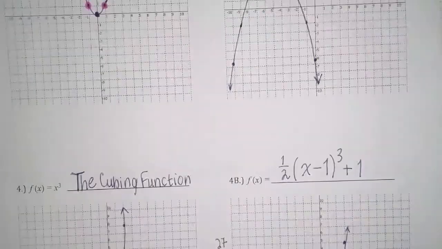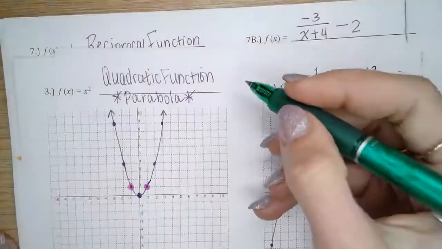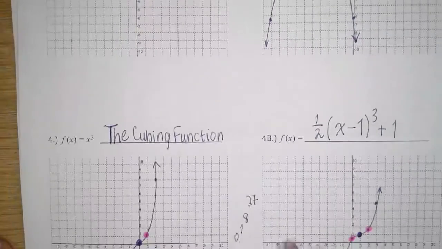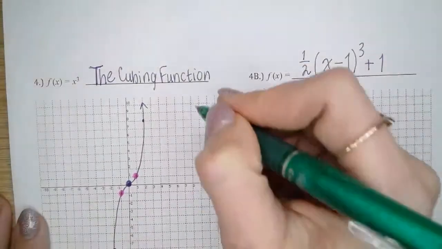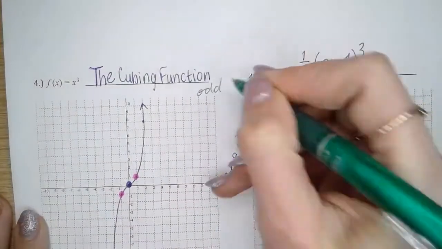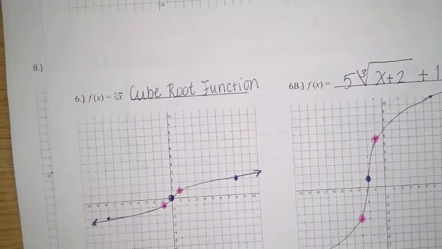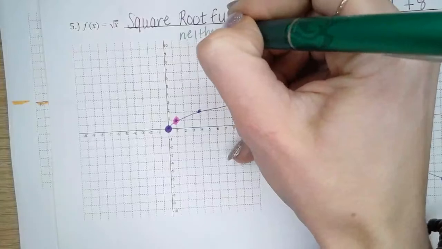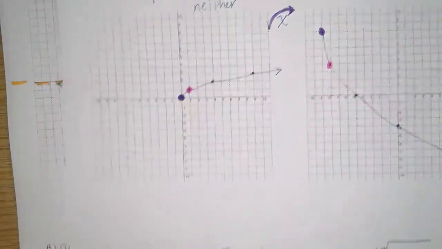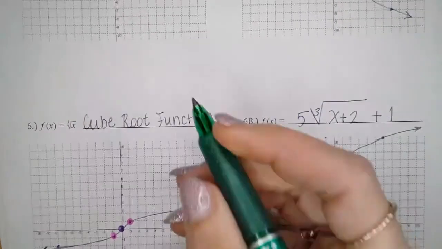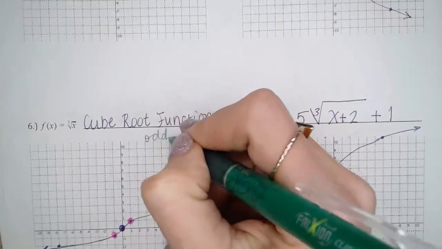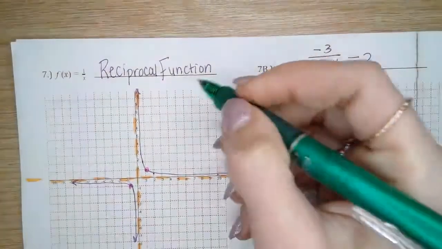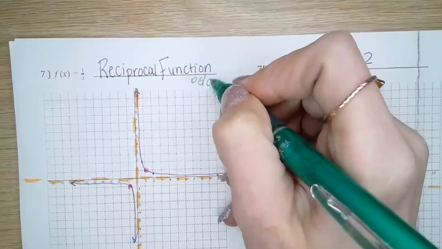Next. This over here is even. This over here is odd. This over here is neither. This over here is odd. What did we say this was before? This is odd.